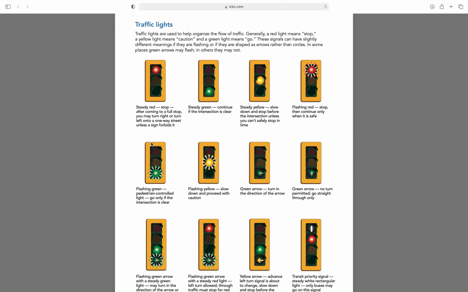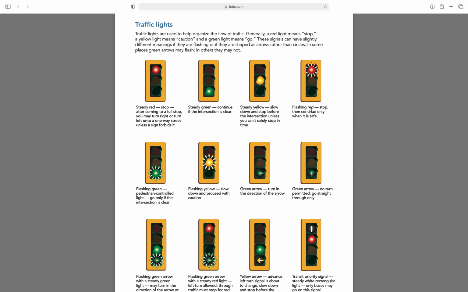Red, always stop. You may turn right or left onto a one-way street, but other than that, you're stopping. And even if you're unsure, just stay stopped. Steady green, you can continue as normal. Yellow, you want to slow down because it may be turning red right away.